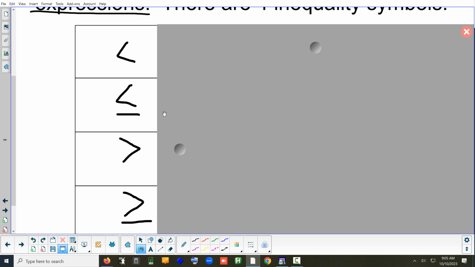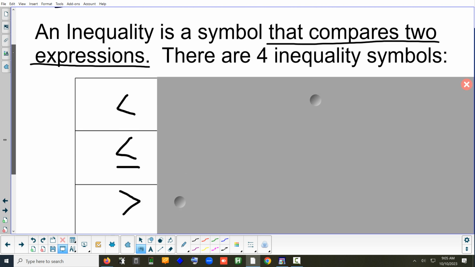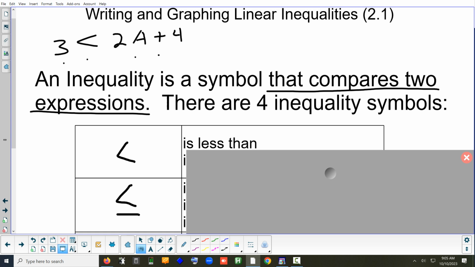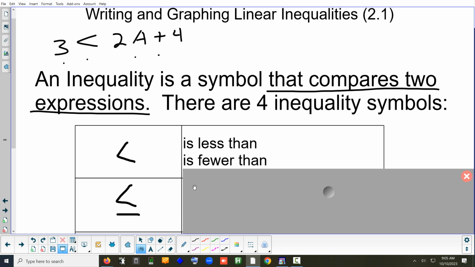Let's start with the top one. Someone remind me from the warm-up, what does that one mean? Less than. Right, it means is less than. So we'd say 3 is less than 2a plus 4. You could say is less than, or you could also say is fewer than. We usually say is less than, but when you're doing a word problem, if you see the words is fewer, that could also mean less than.